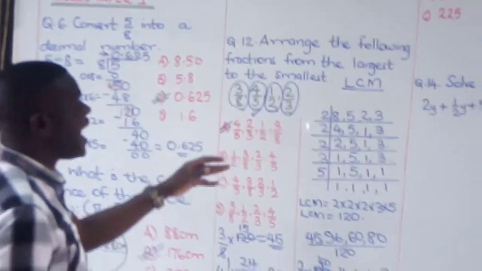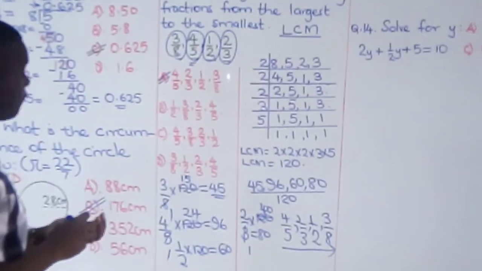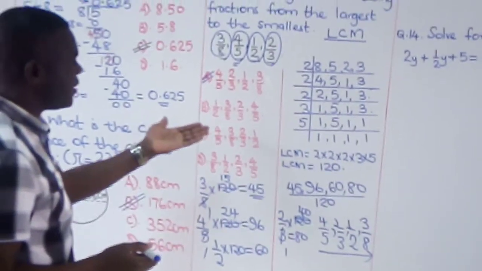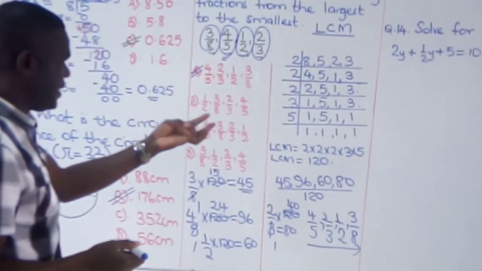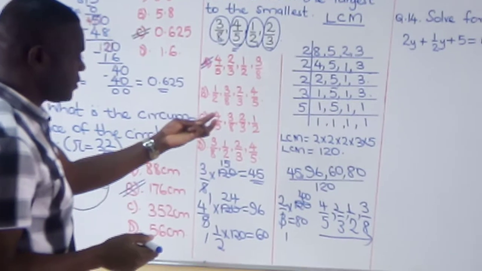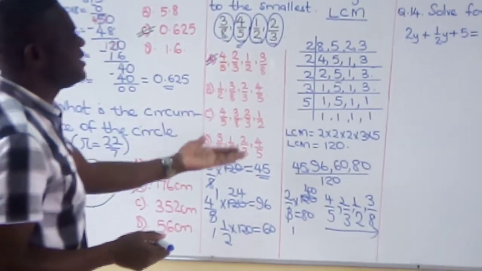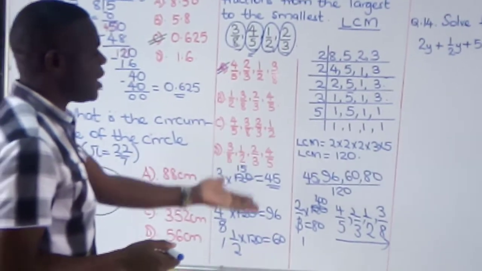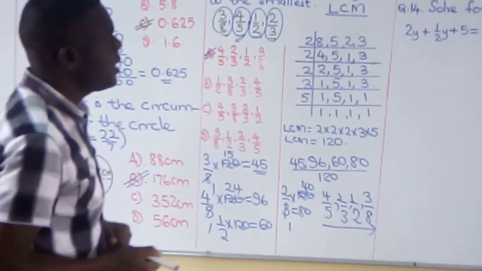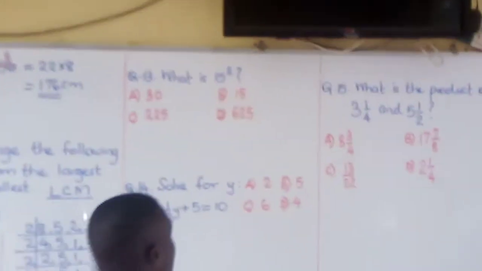There are other methods of finding the largest fraction using percentages or decimals. But we choose LCM because it sounds the easiest. You can resonate with it. Now let's go to question 13 quickly.